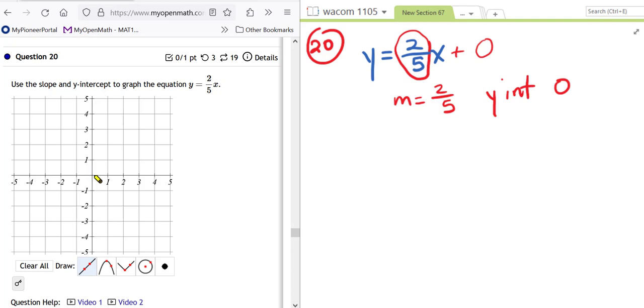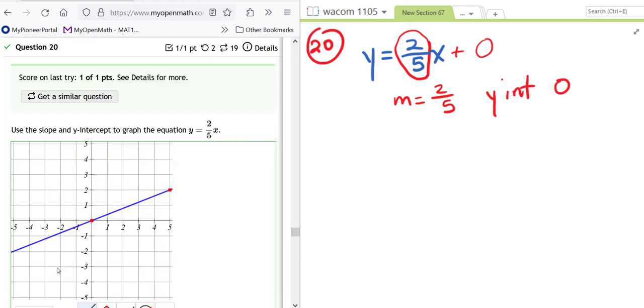We might as well draw it. But that's the hint. This one didn't show that. So you're going to go up 2 units and over 5. Click, and there's your graph.